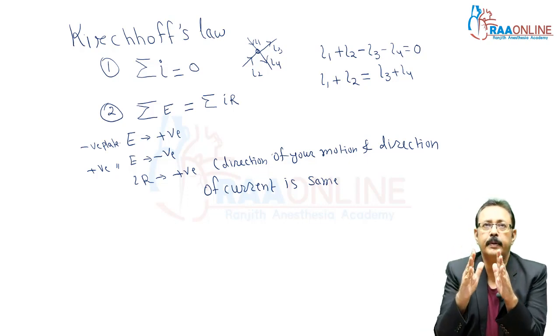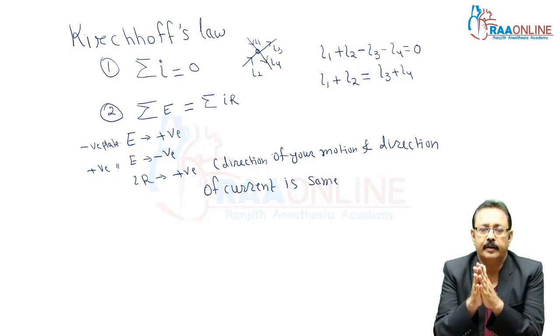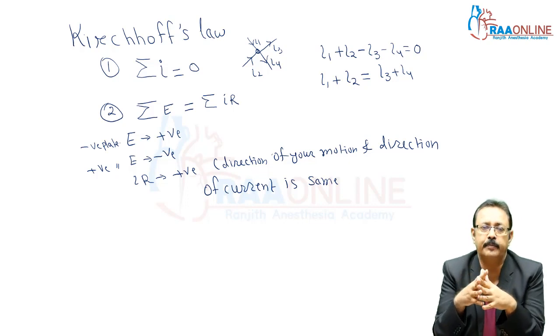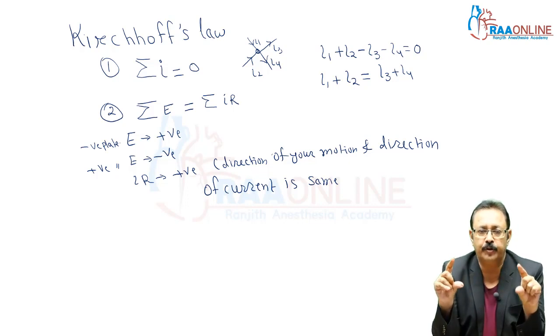So that was the complete theory of your 10th unit, current electricity. Now we will go for our assignment of 45 questions.